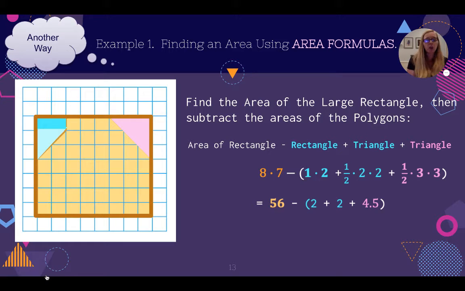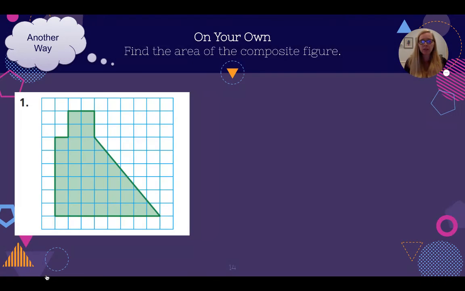And then the other larger pink triangle is a 3 by 3, so 1/2 times 3 times 3, or half of 9, is 4.5. Okay, add up those things in parentheses first before you subtract. And so we're removing the area of 8.5 from that larger rectangle. So the area of the yellow piece, our composite figure, is 47.5 square units. And if you compared this to what we did previously with adding the squares and the partial squares, you're going to get a pretty close answer.